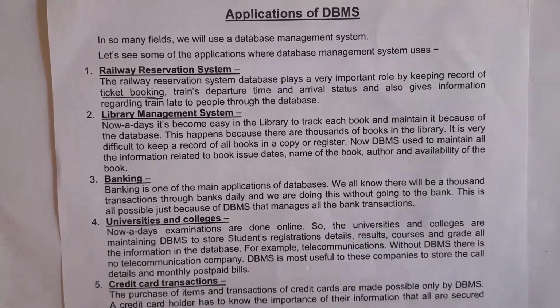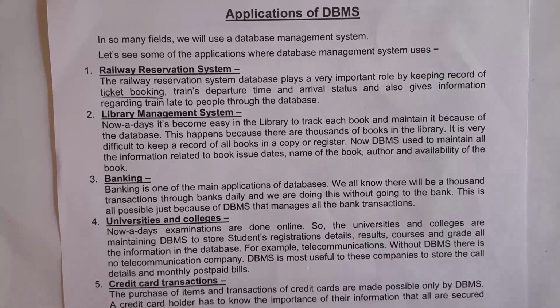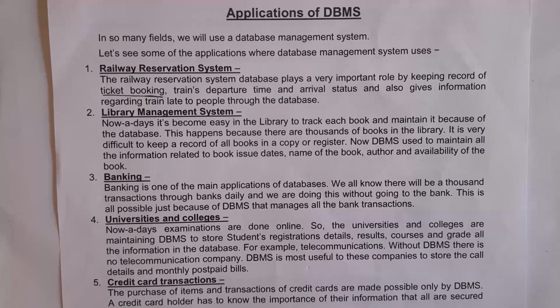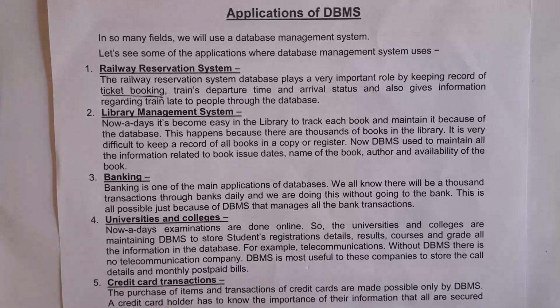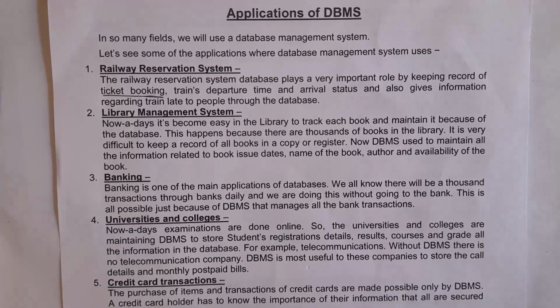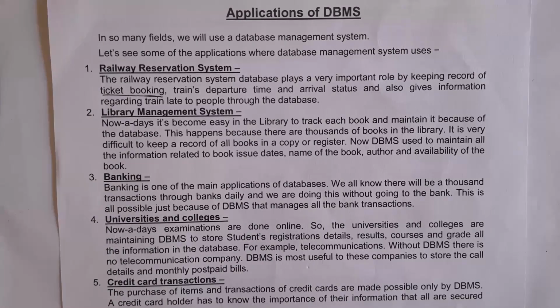For example, I went to the railway station and purchased a ticket to Vijayawada. Now my information is stored in the railway database, like what type of ticket I purchased, at what time I purchased, what the cost is, and my name. Everything is stored in the railway database. Not only ticket booking information, but this database also stores various information regarding trains, like what trains are available at present, at what time a train will arrive and start, and it also gives information regarding late trains. All this information is stored in the railway database.